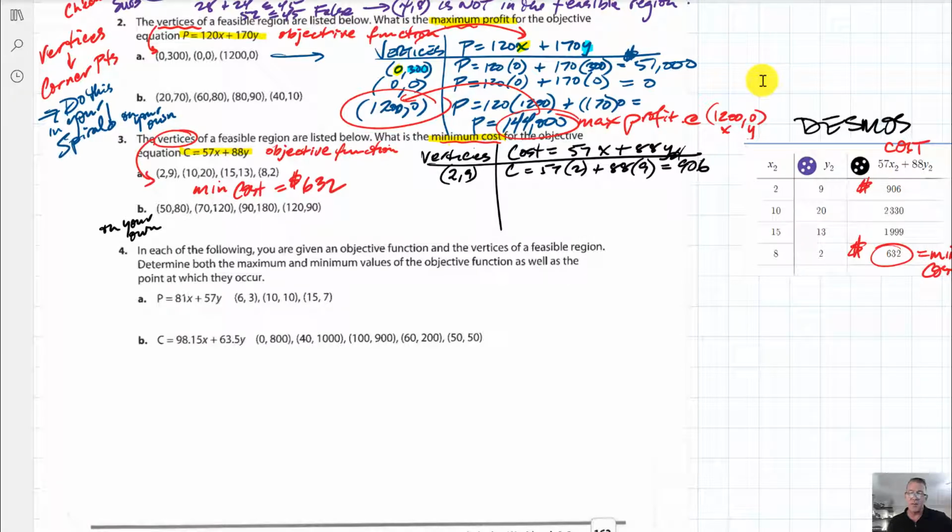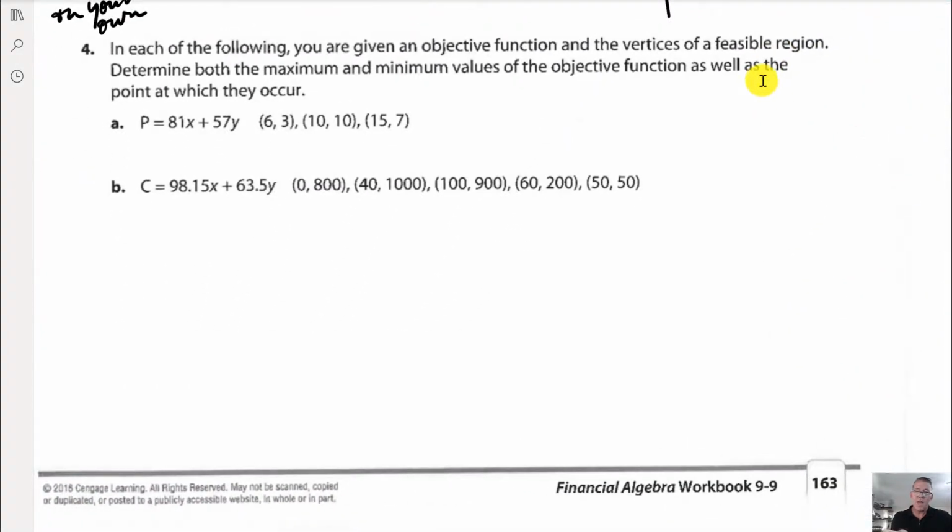So in each of the following here, you're given an objective function and the vertices of the feasible region. Okay, cool. So right away, I can just see that we have an objective function here. This is going to be profit right here. P for profit, C for cost. And this is called the objective function because your objective is to maximize profit, or it's to minimize cost. Okay, so you want to maximize this and you want to minimize this. Just keep that in mind.